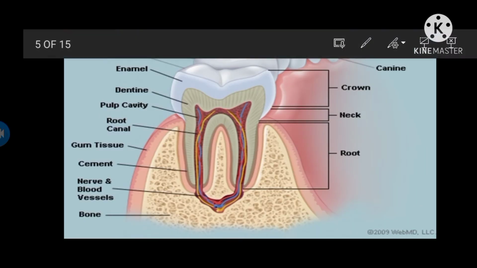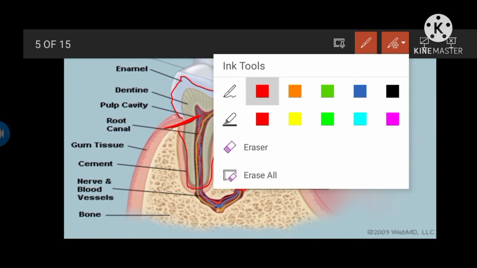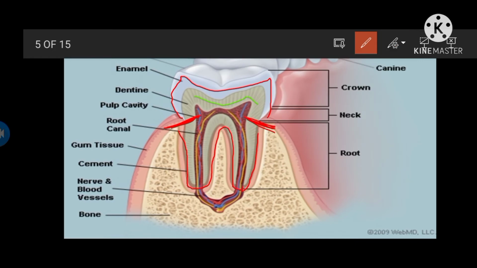Here we have a picture of a tooth showing a cross section. This is the enamel of the tooth. This is the cemento enamel junction, the point at which the cementum and enamel are joining. This brown portion is the cementum of the tooth which is covering the roots. Here we have the dentin, which is covering the whole pulp and is surrounded by enamel in the crown portion and by cementum in the root portion.